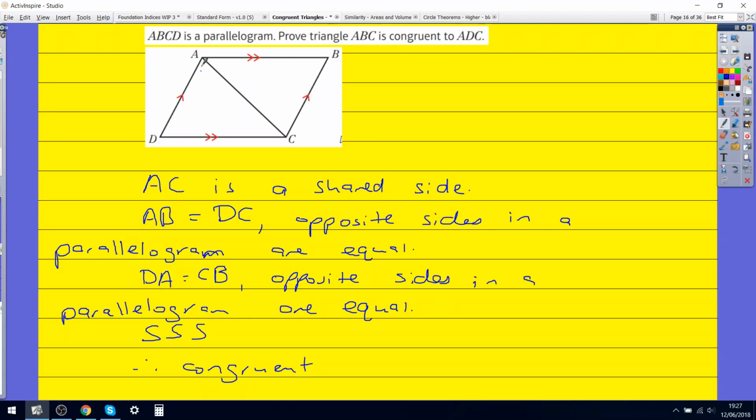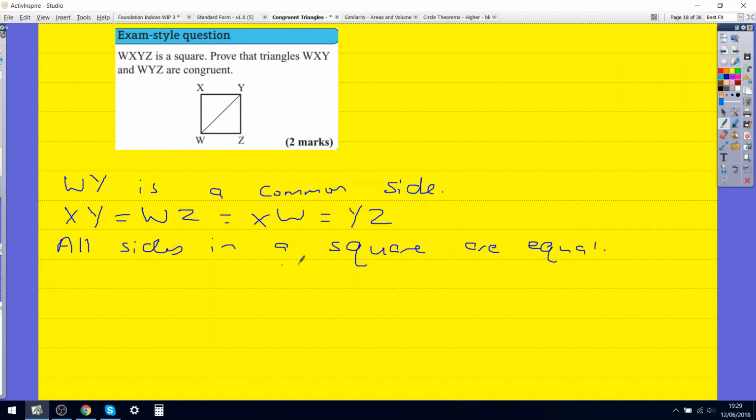And so because of that, I'm just going to take a little shortcut. XY equals WZ equals XW equals YZ. And so there I've shown that, and I just need to write that reason once. You could write it twice. Oh yeah, that's true. So then you can just say side, therefore it's congruent. That's it.